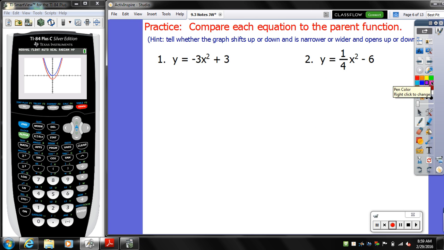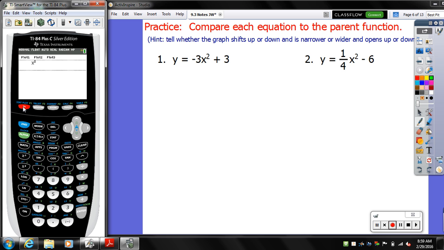Okay, so if we're going to compare, we're going to do the first one in the calculator, then we'll do the second one by hand. So go to y equals. Remember, you only leave the x squared in your graph when you are comparing. So I'm comparing, so I'm going to plug in negative 3x squared plus 3. The first one's going to be my parent, and the second one is going to be my transformation.